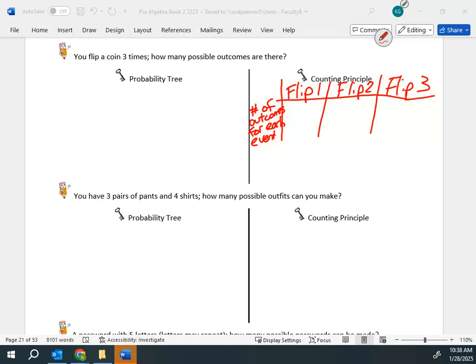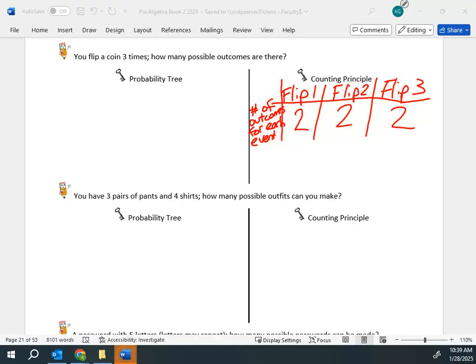So on the top, we have our event labels: flip 1, flip 2, flip 3. On the side, we have number of outcomes for each event. If we look at flip 1, how many possible outcomes are there for flipping that coin? Christina? 2. How many possible outcomes are there for flipping the second coin? David? 2. How many possible outcomes are there for flipping the third coin? Camilla? 2. Once you have your table filled out, what do you think we do? Multiply them. 2 times 2 times 2.